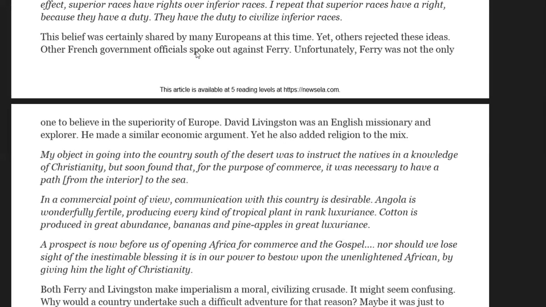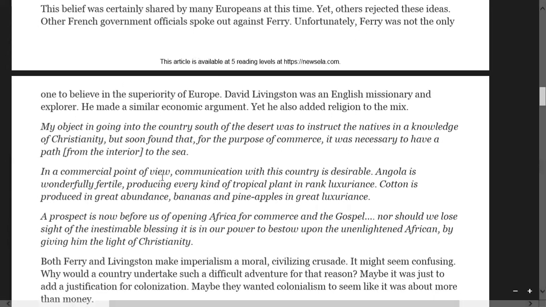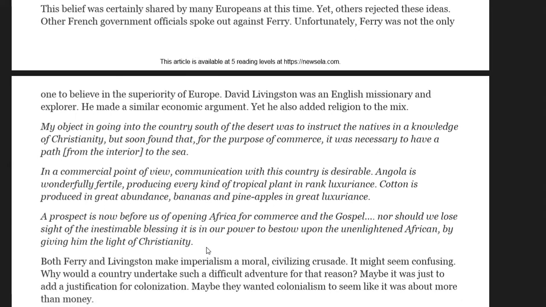Another thing that they then talk about next is religion. So they refer to a gentleman, Dr. Livingston, who's very well known, and you've got these three paragraphs here of him speaking about the importance of bringing Christianity to other parts of the world that are being colonized.